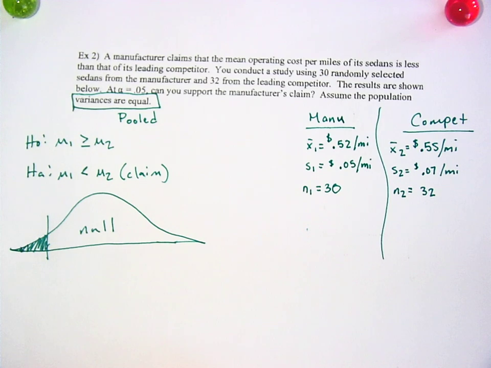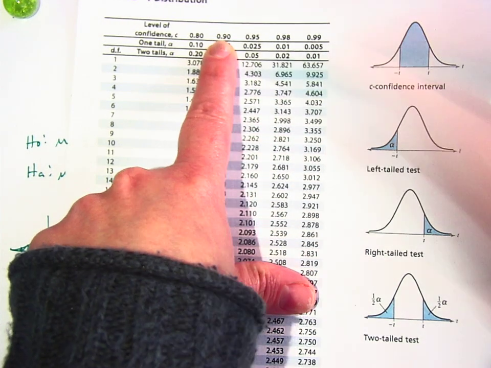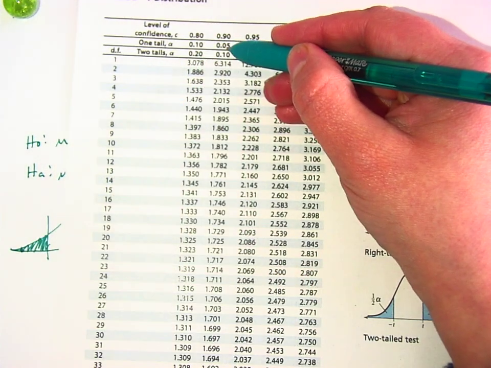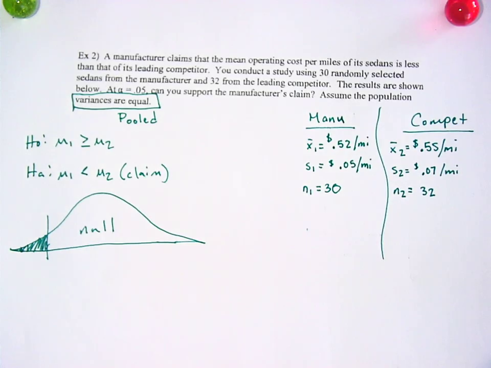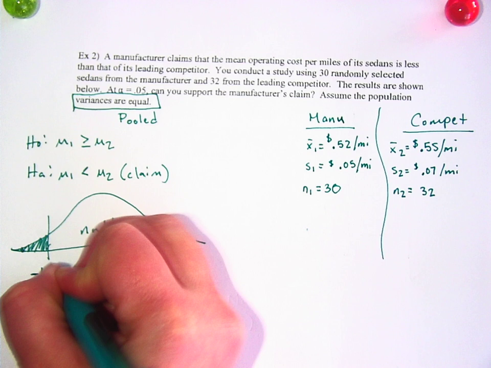Okay, so we're doing a one-tailed test. And what alpha is in that tail? 5%. So I'm looking at the second column, down to 60. I'm seeing 1.671, negative, because it's on the left.